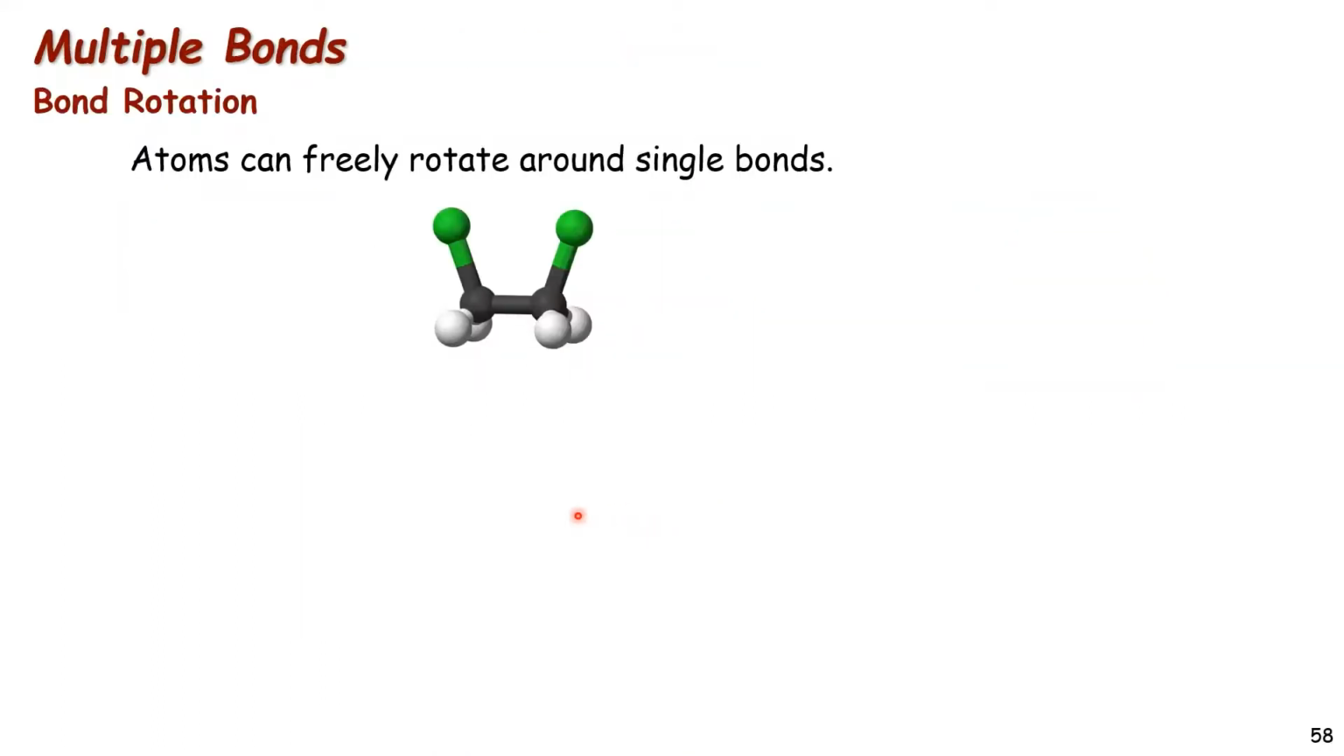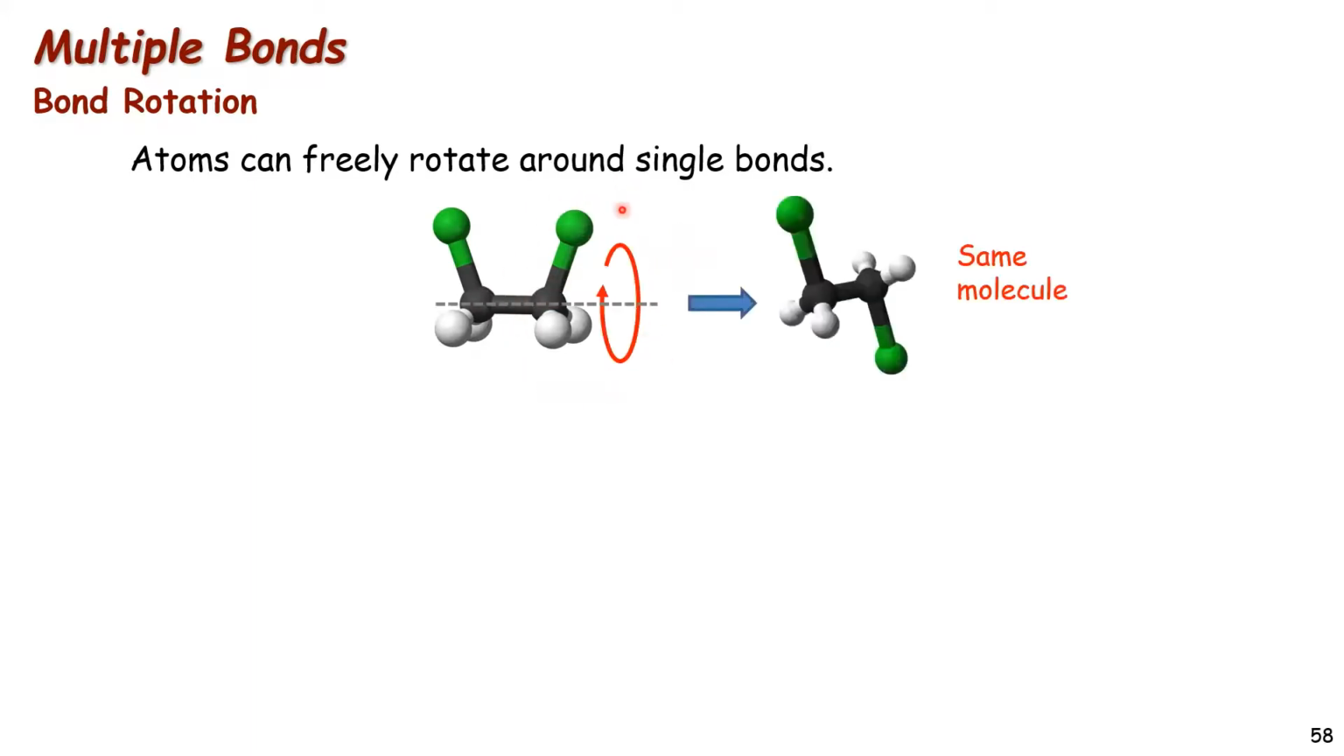Now, multiple bonds don't allow rotation, but single bonds can rotate freely. So between these 2 carbons, this can just rotate right around with little problem at all. Now, the higher the temperature, the faster and easier it can rotate. At lower temperatures, it might get stuck in one position or the other until enough energy comes in to allow it to spin. That would be due to just trying to minimize any kind of electron repulsion.